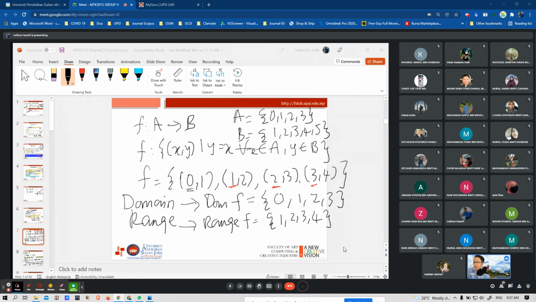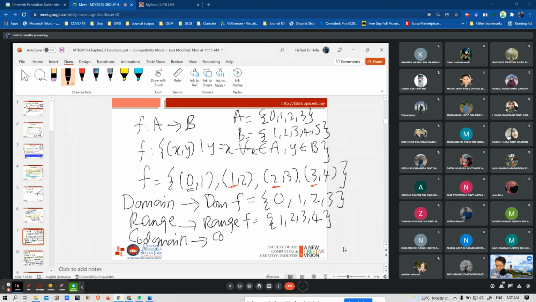Now codomain. Here we will differentiate the range, and the codomain is basically all the elements of set B. So the codomain will be 1, 2, 3, 4, 5. Codomain f is equal to 1, 2, 3, 4, 5. And then check the elements of range and codomain. Each element of the range is in the codomain. Range is a subset of codomain.